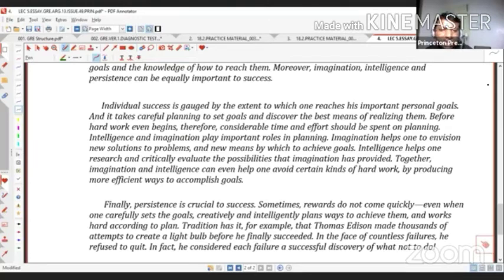Intelligence and imagination play important roles in planning. Imagination helps one to envision new solutions to problems and new means by which to achieve goals. Intelligence helps one research and critically evaluate the possibilities that imagination has provided. Together, imagination and intelligence can even help one avoid certain kinds of hard work by producing more efficient ways to accomplish goals. So here they're focusing on what?